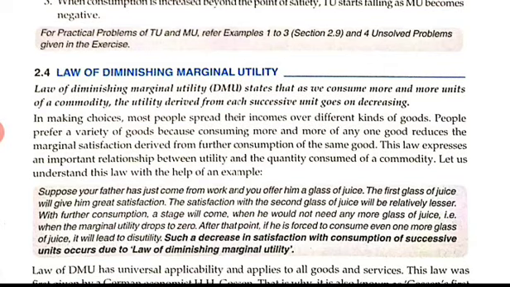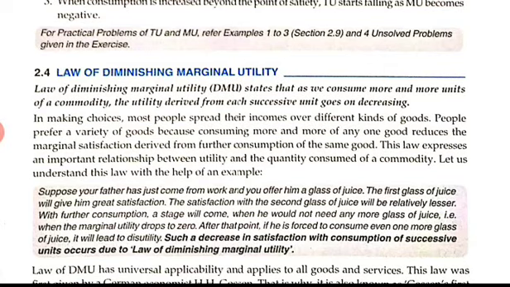In this same example, if you take the first glass of water, you will get maximum satisfaction, but the second glass gives you less satisfaction than the first one, and the third glass gives less satisfaction than the second one. In this way your utility will start to diminish with successive units. So this is the law of diminishing marginal utility.